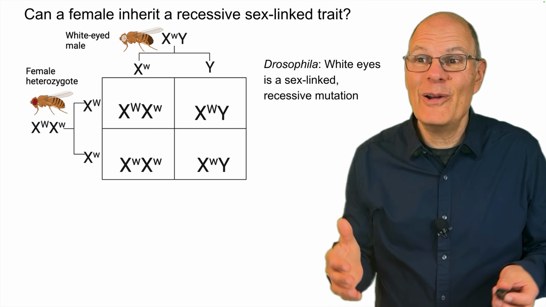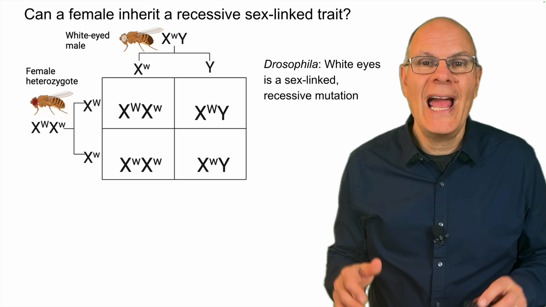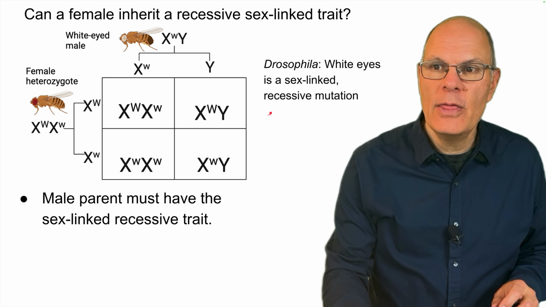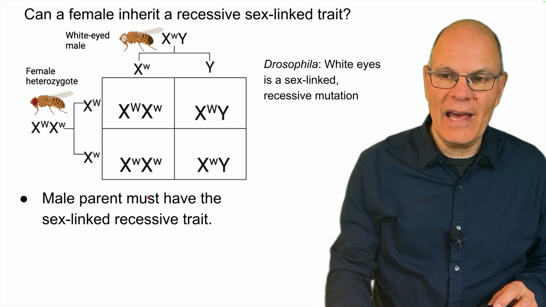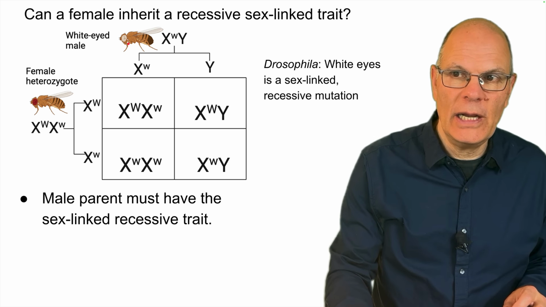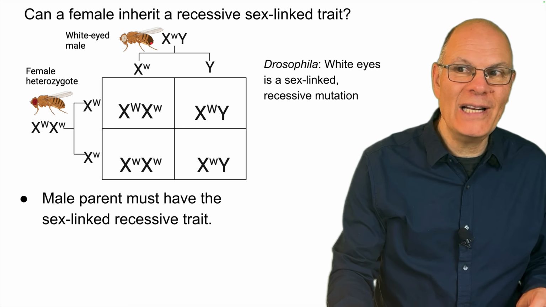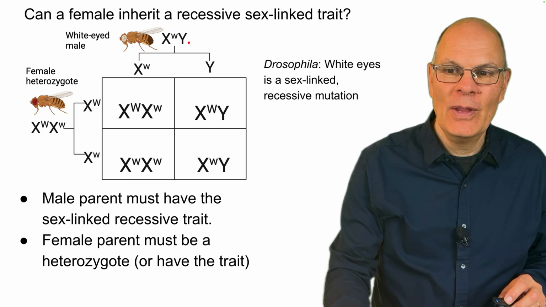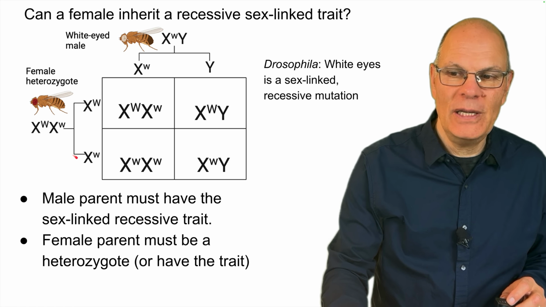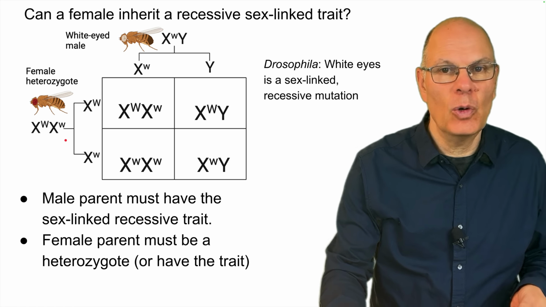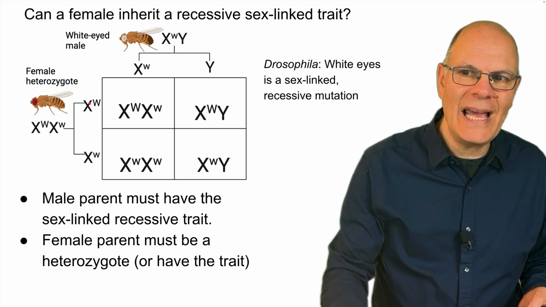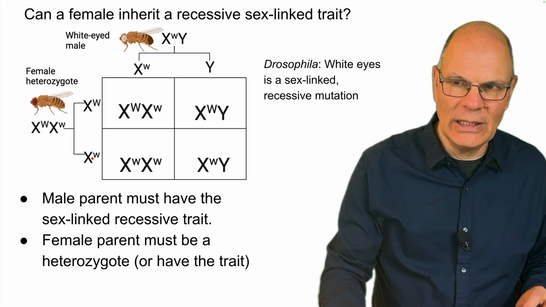Can a female inherit a recessive sex-linked trait? Absolutely, but it's uncommon. Here's what has to happen. The male parent must have the sex-linked recessive trait. So here we have a white-eyed fruit fly, X little w, Y. The female must be a heterozygote in this case, or have the trait. So it could be a white-eyed female. Here the female is X big W, X little w.